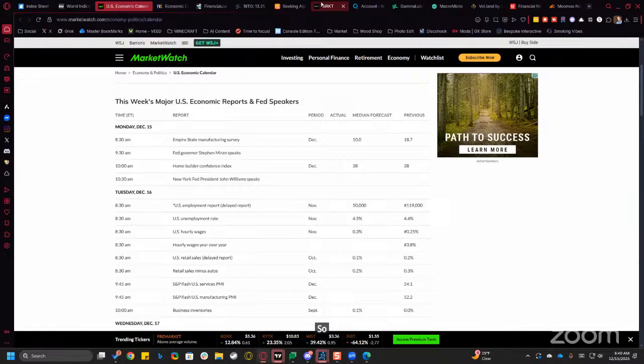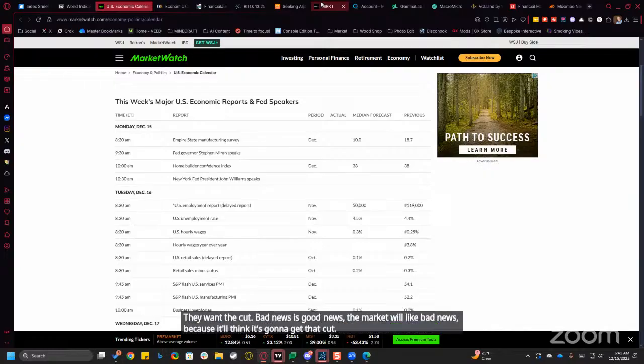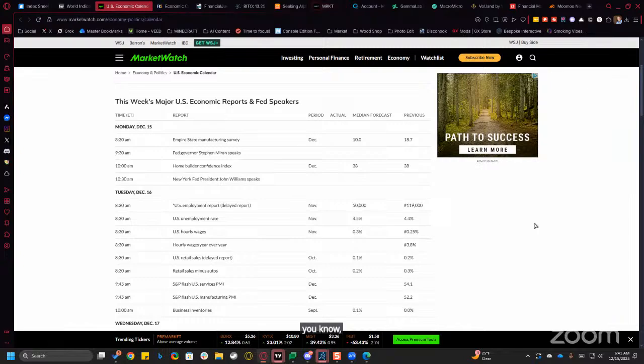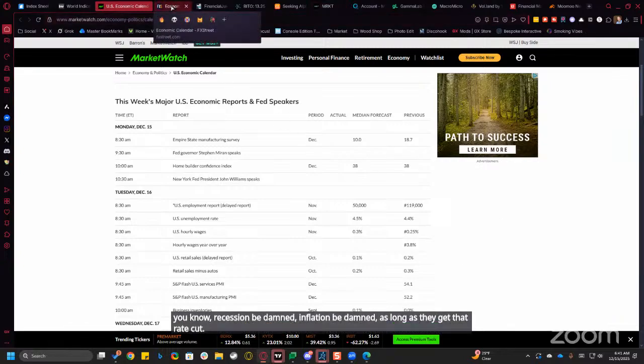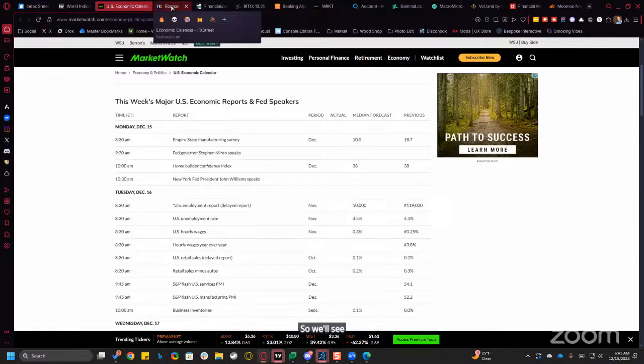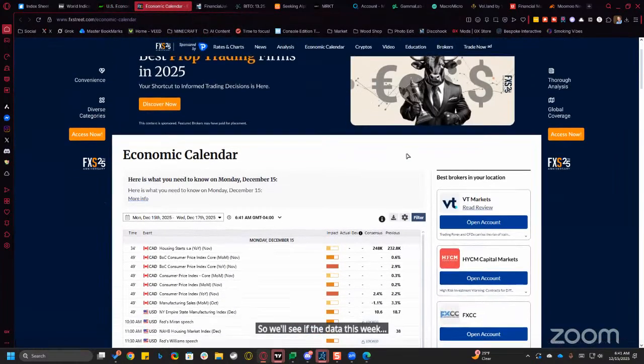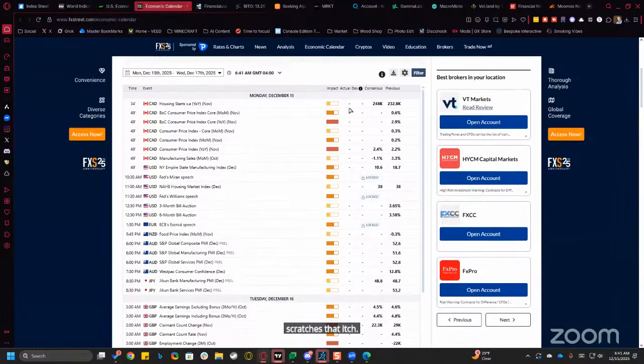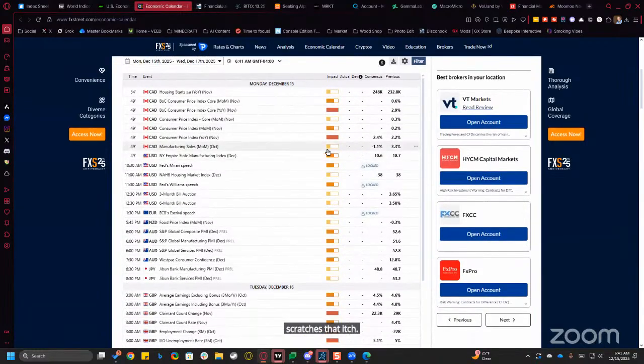So they want the cut. Bad news is good news. The market will like bad news because it'll think it's going to get that cut. Recession be damned, inflation be damned, as long as they get that rate cut. So we'll see if the data this week scratches that itch. I'm not pointing fingers. I like peanut butter too.